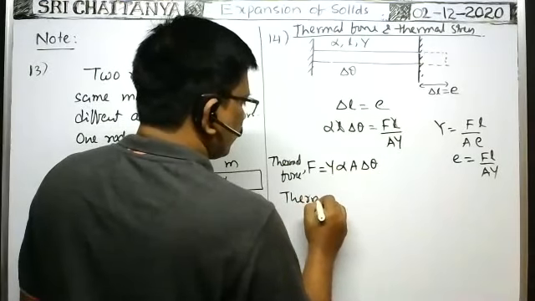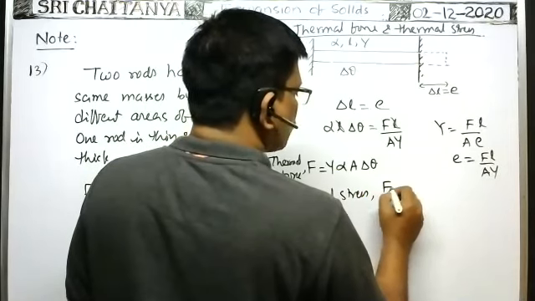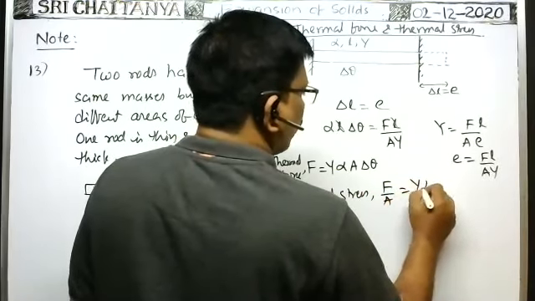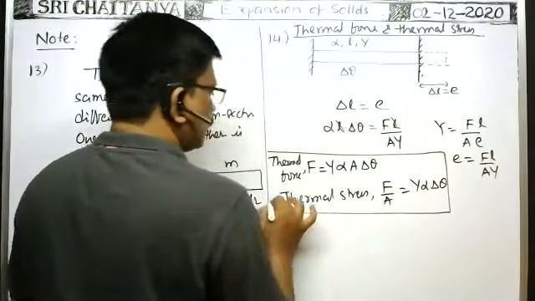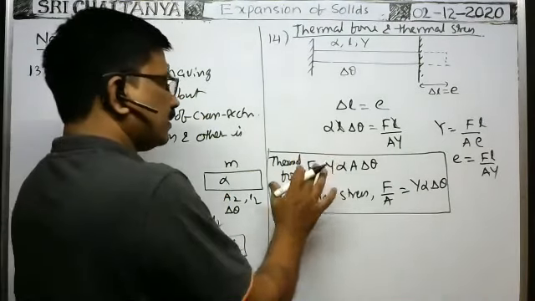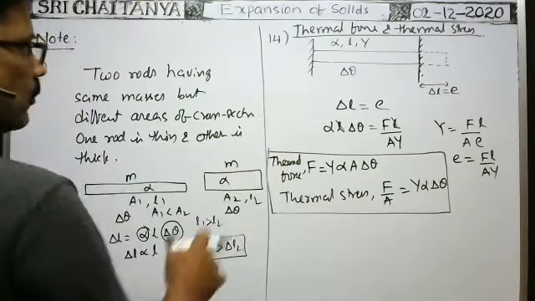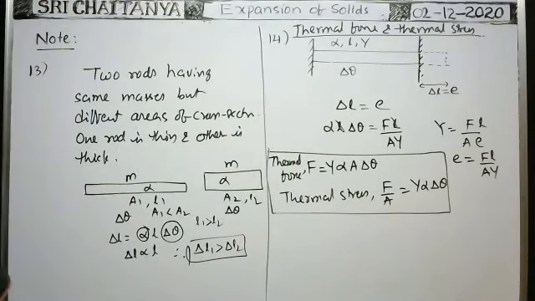Thermal stress is also very, very important. Thermal stress means thermal force by area of cross section. That is equal to Y alpha delta theta only. These two formulas are very, very important because they have asked them in the mains exam. Both thermal stress and thermal force are very important. Okay, next, bimetallic.